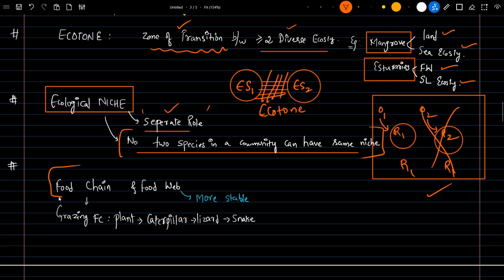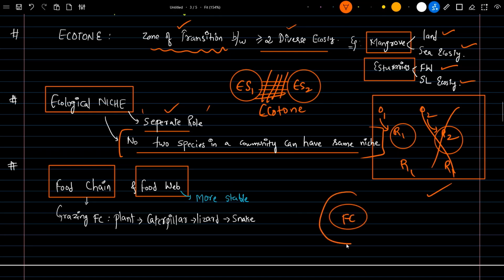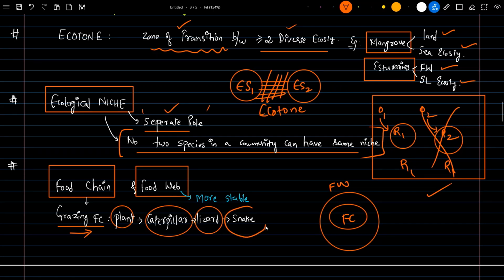Next, understanding the food chain and food web. So what does food chain mean? Food chain is a subset of food web, we can say. Food chain is simply a single flow. Let's understand the grazing food chain. There will be a plant. The plant will be eaten by a caterpillar, the caterpillar will be eaten by a lizard, and a snake eats this lizard. So this is simply a food chain.